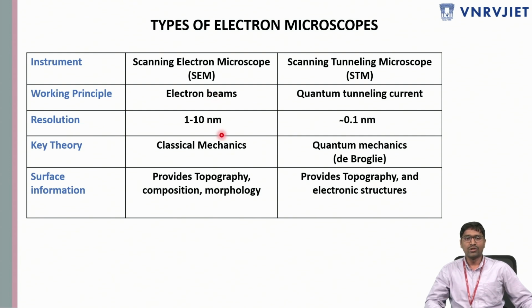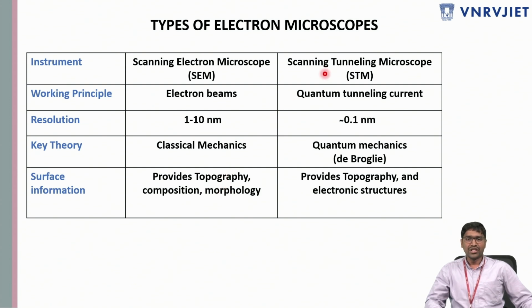The resolution you get in this instrument is 1 to 10 nanometers. The theory involved in this instrument is classical mechanics. What we get is the topographic information of the surface of the nanomaterials, and the composition and morphology of the nanomaterial surface can be captured.